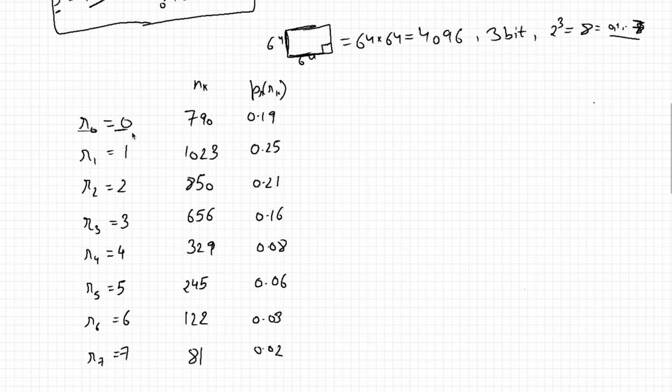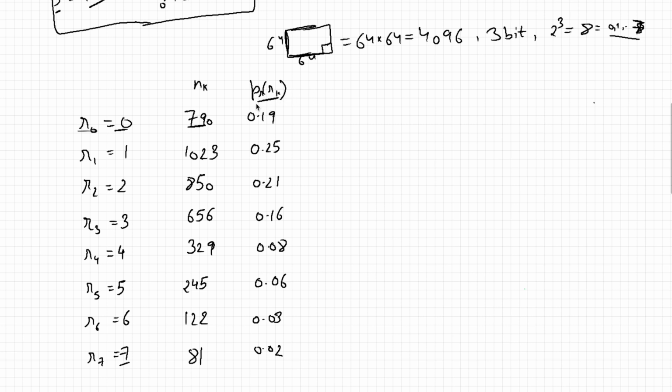Now what we are doing here is counting how many times 0 has occurred, how many times 1 has occurred, how many times 2 has occurred. How do we calculate this? Just go through all the pixels and check which value is 0, and then we have the count for that. Out of all the pixels, there are 790 pixels whose value was 0, 1023 pixels whose value was 1, and 850 pixels whose value was 2, and similarly we do it for all the values from 0 to 7.